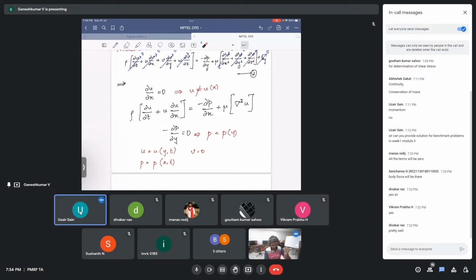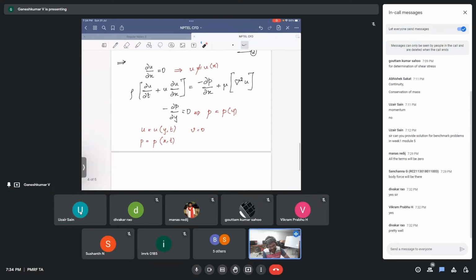Okay. A similar thing goes with pressure also. The y momentum equation gave us ∂p/∂y is 0. So p again cannot be a function of y. It can be a function of x and t only. So is this clear?